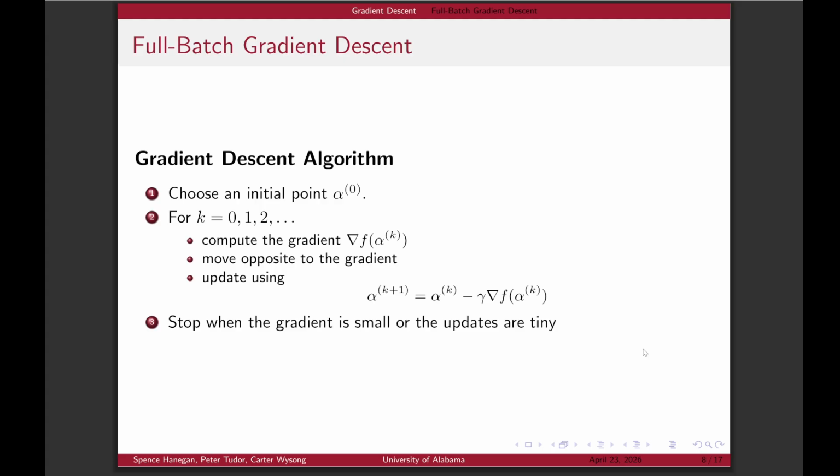The gradient of f in our case is the gradient of c, the cost function as derived in the earlier slides. This algorithm stops when the gradient is small or the updates are tiny, which means that it has arrived at a local minimum.